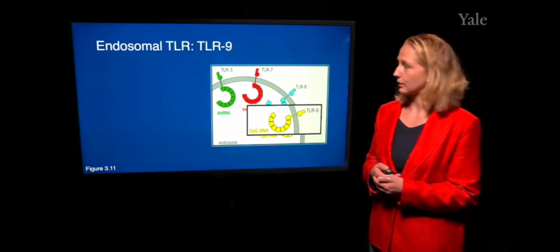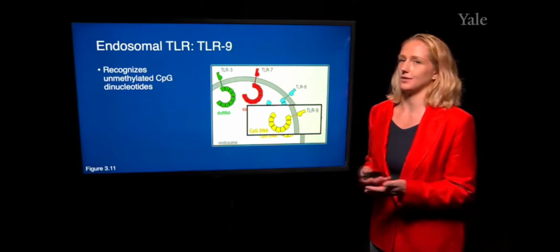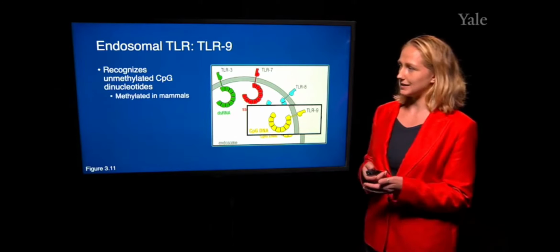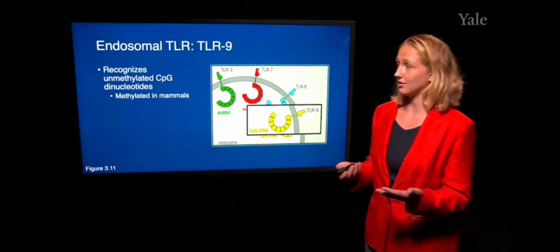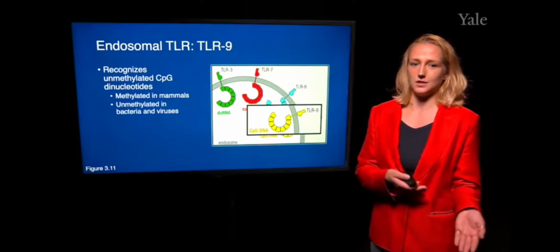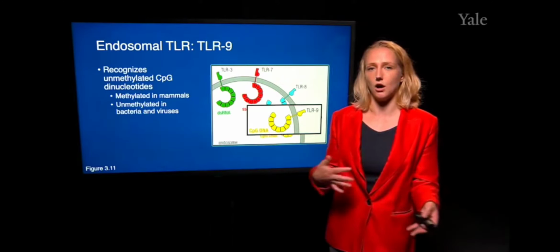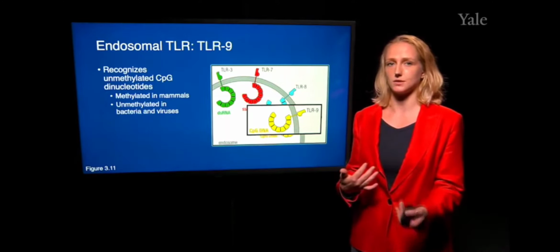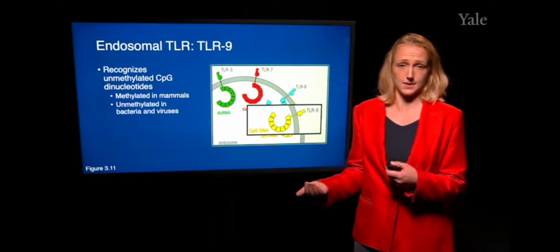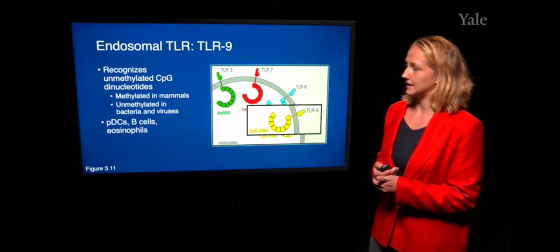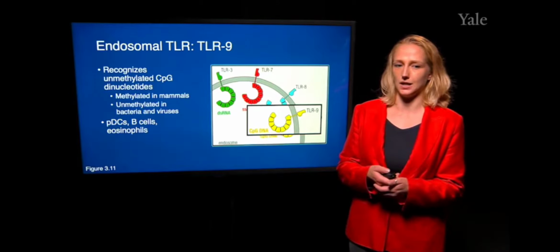Next, let's move on to TLR9. So TLR9 recognizes unmethylated CpG dinucleotides. So typically in mammals, CpG dinucleotides are methylated, and they're unmethylated in bacteria or viruses. So this sort of non-traditional marking of nucleic acids allows our immune system to distinguish between dinucleotides that originate from host cells or from invading pathogens. And TLR9 is expressed by, again, a subset of DCs, B cells, and eosinophils.